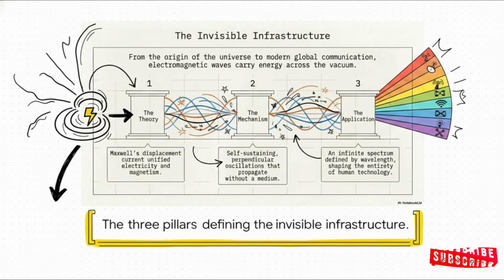To quickly recap, we've successfully covered the 3 foundational pillars of electromagnetism. Pillar 1, Maxwell's theoretical unification of electricity and magnetism via his displacement current. Pillar 2, the actual mechanism, those self-sustaining perpendicular oscillations that propagate flawlessly without needing any physical medium at all. And Pillar 3, the limitless applications across the spectrum that essentially give us our modern world.